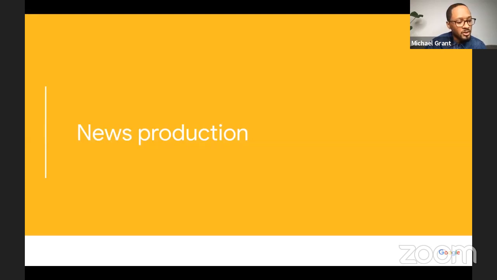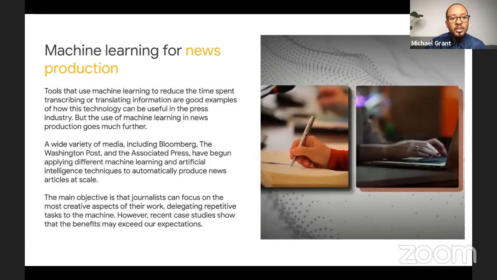Let's just talk about news production now. So machine learning for news production is another key area. And so tools that use machine learning to reduce the time spent transcribing or translating information are good examples of how this technology can be useful in the press industry. But the use of machine learning in news production goes much further. A wide variety of media, including Bloomberg, The Washington Post, and the Associated Press, have begun applying different machine learning and artificial intelligence techniques to automatically produce news articles at scale.